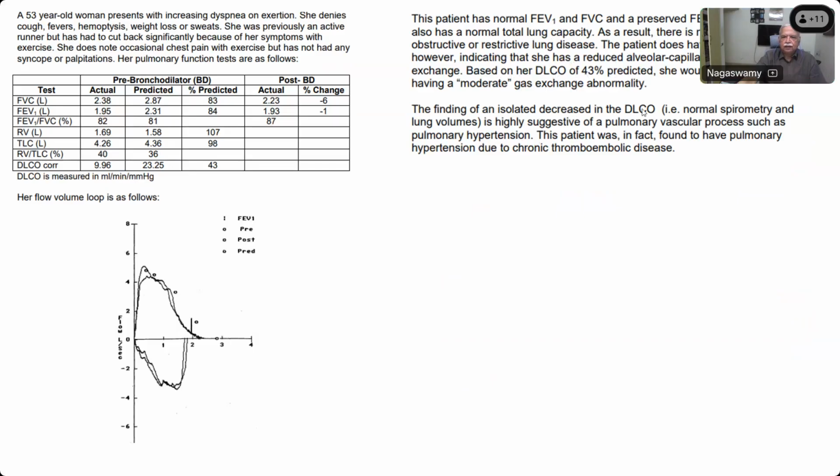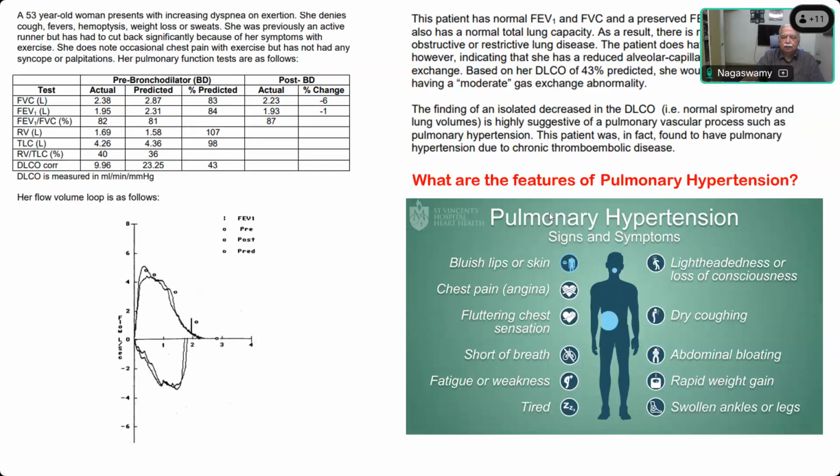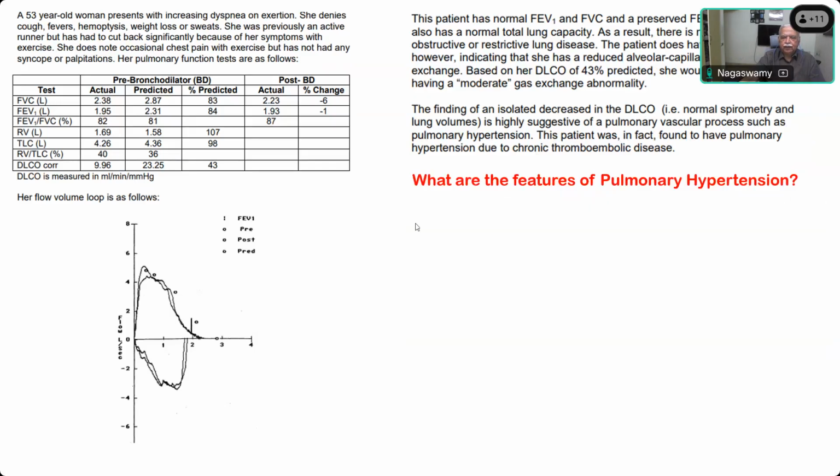This isolated decrease in DLCO with normal spirometry and lung volume is highly suggestive of a pulmonary vascular process such as pulmonary hypertension. This patient was in fact found to have pulmonary hypertension due to chronic thromboembolic disease. So what are the features of pulmonary hypertension? Any idea?